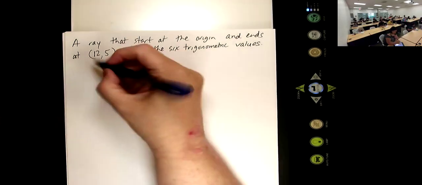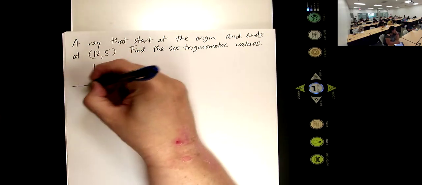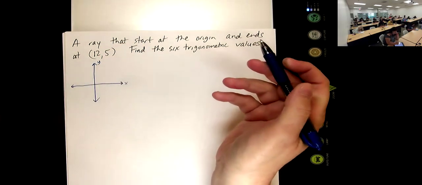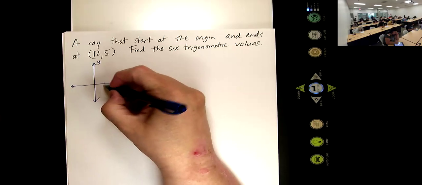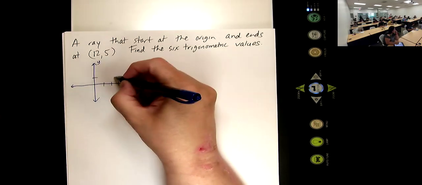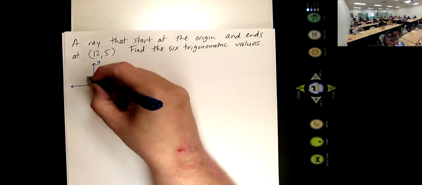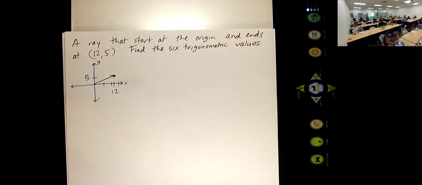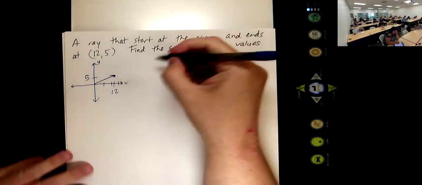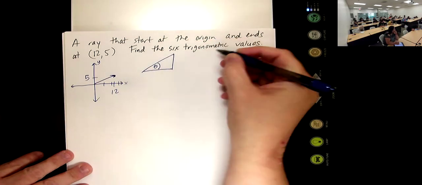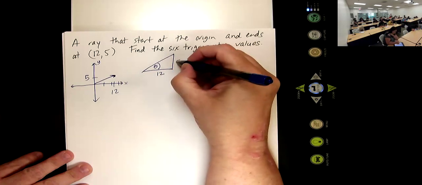All right, so let's draw a little picture. Pictures always help. Well, not always, but usually. 12, 5 might be like right there. So that's 12 and this is 5. If it helps, blow up that triangle a little bit. This side here is 12 and this side here is 5.